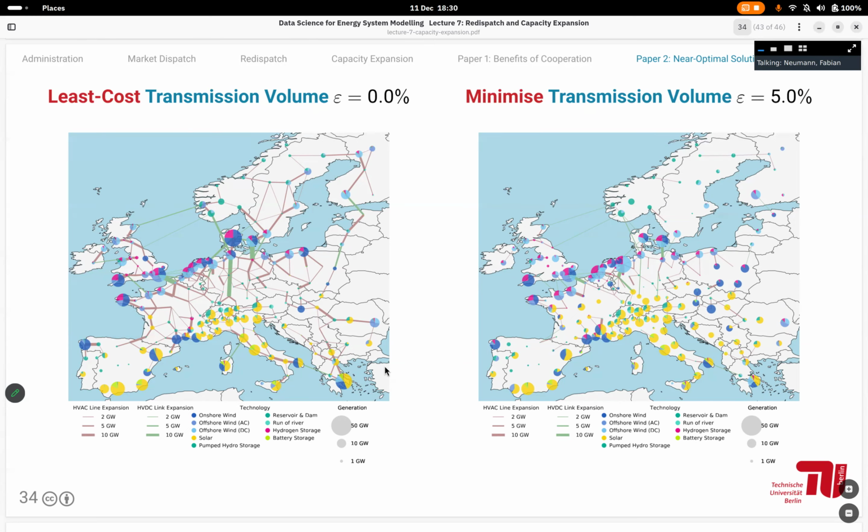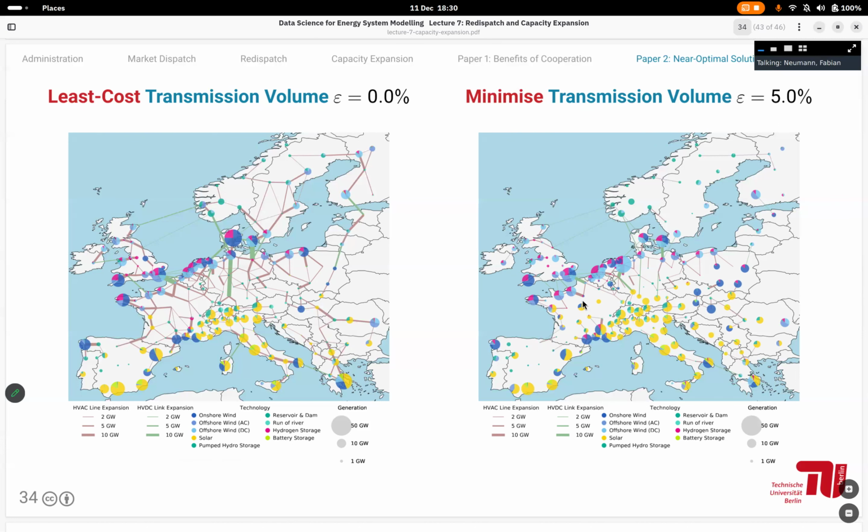On the right-hand side, you can see an example of 5% extra budget, where we try to minimize the transmission volume. And you can already see that for 5% extra cost, you get a lot less transmission expansion. What happens is that some of the wind and solar generation moves further inland, closer to where the demand is. And this is just one example. You can iterate over different technologies, not just transmission, but maybe also wind, solar, different types of storage.